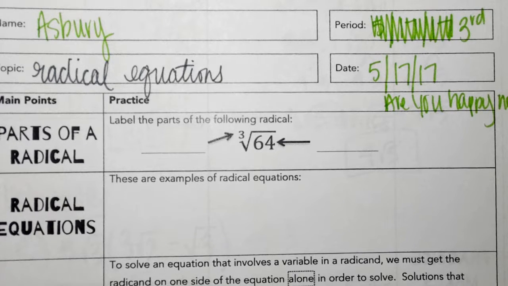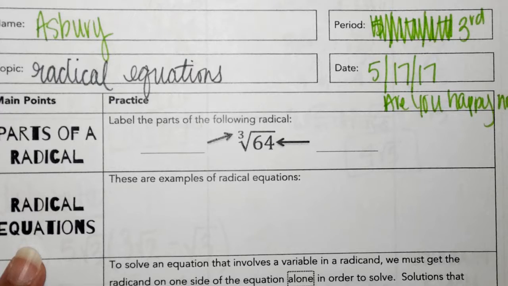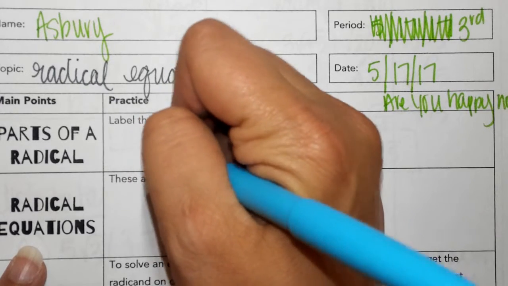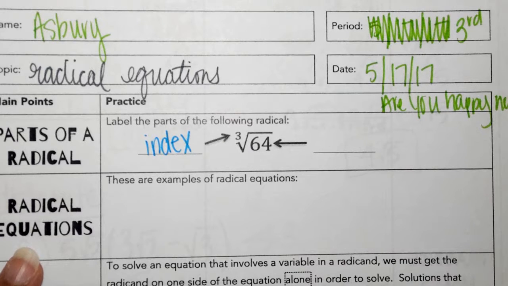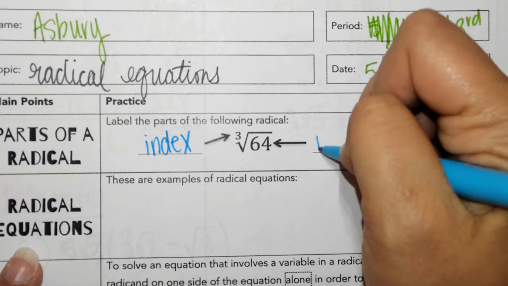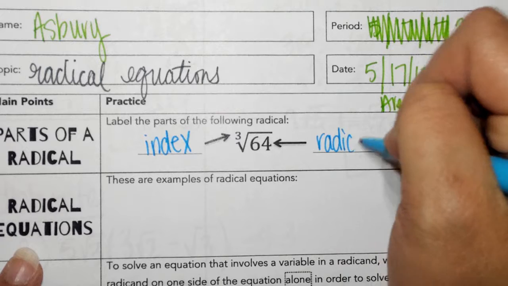Alright, so let's label the parts of the radical. What is that 3? What's it called? Starts with an I. Index. Alright, what's the number under the radical called? A radicand.